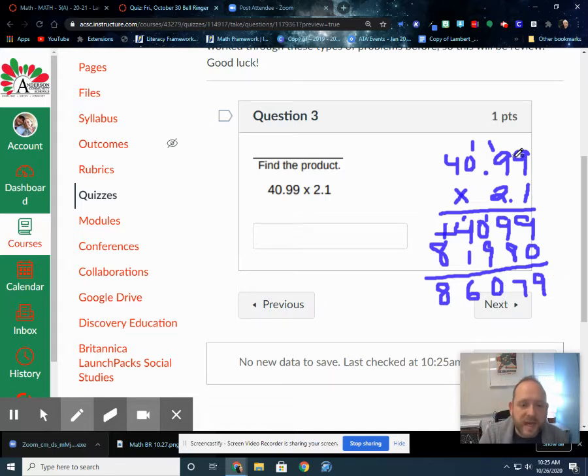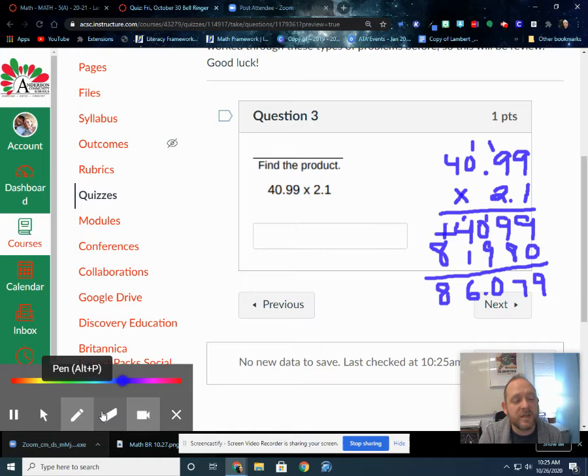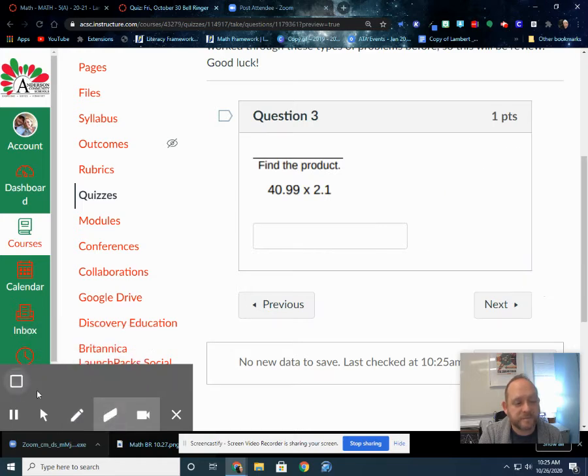Now I've got 86,079, but of course I need to deal with my decimals because that's way too big for basically 40 times 2. It should be something close to 80. So I know my decimal point should go right here. But does that work? Well, we've got 1, 2, 3 digits to the right of our decimal point in our question, and now we have 3 to the right in our answer. That would be correct.